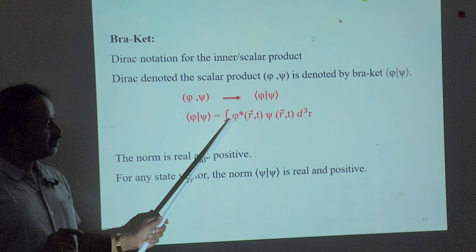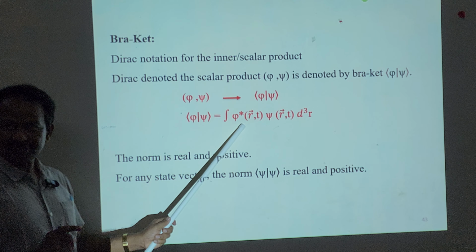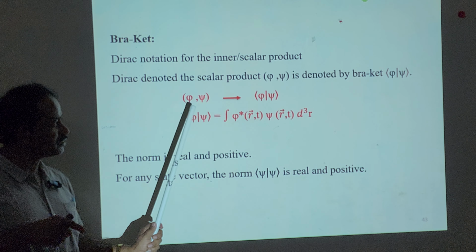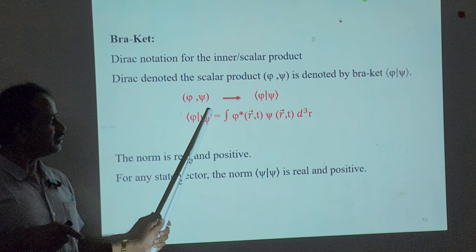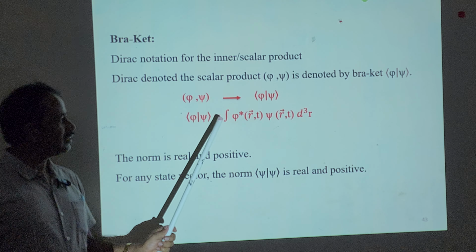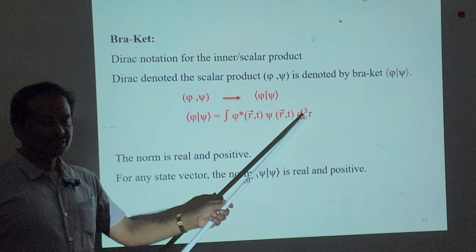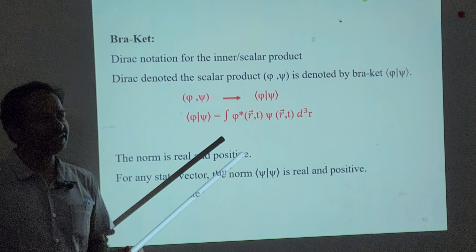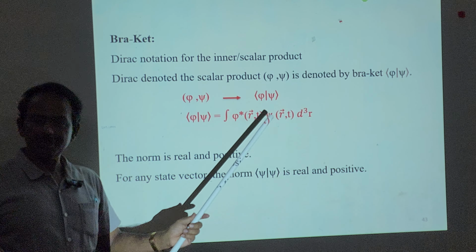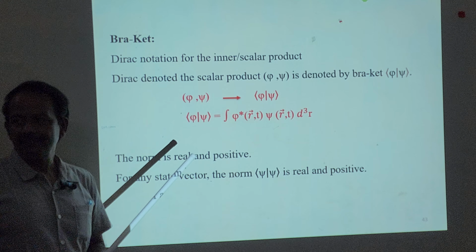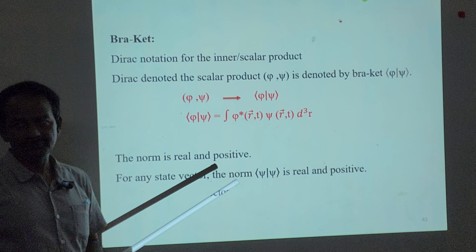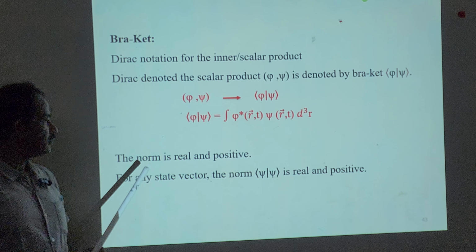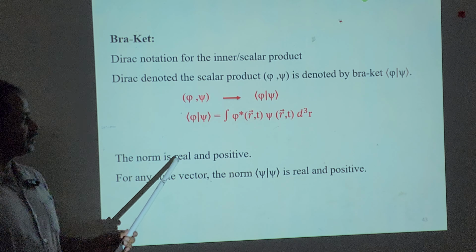Look over here. You have phi star, which means the complex conjugate. You have taken the complex conjugate, and psi is as it is. The integral runs from minus to plus infinity over d tau. D tau stands for dx, dy, dz, which is nothing but d cube r. In some other books you may find d tau. Okay. The norm is real and positive. We know already that for any vector, the norm of psi is real and positive.